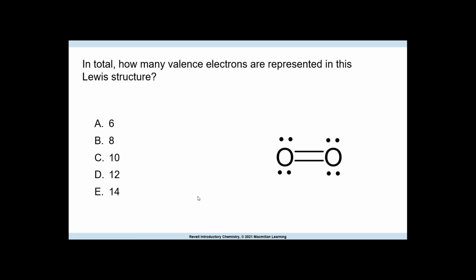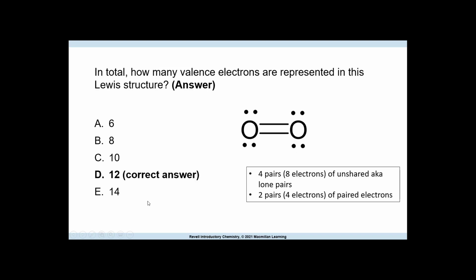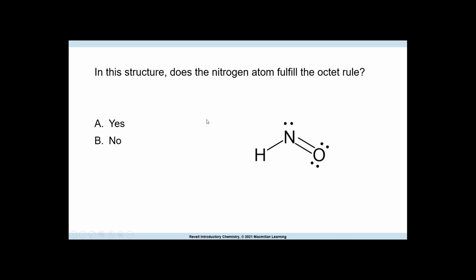Okay, so in total, how many valence electrons are represented in this Lewis structure? So let's count them. I always count the bonds first. 2, 4, 6, 8, 10, 12. So it's going to be 12. Then 4 pairs unshared, sorry: 2, 4, 6, 8. I was like, wait, that's not 8. And then 4 pairs, 8 electrons here.